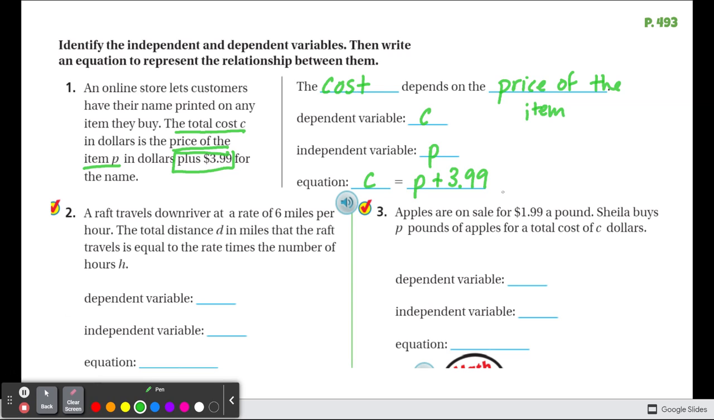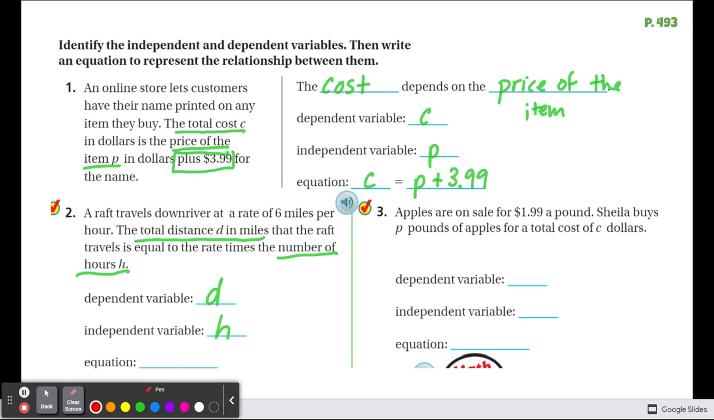All right, so I'm going to think that the distance depends upon how many hours they travel. If they travel longer, they're going to go farther. If they travel for a shorter amount of time, their distance is going to be shorter. So our distance, the total distance, depends on the number of hours that they ride. All right, and now we need to write our equation. So take a second and think if you can write what our equation would be.